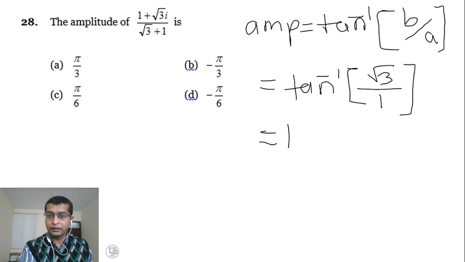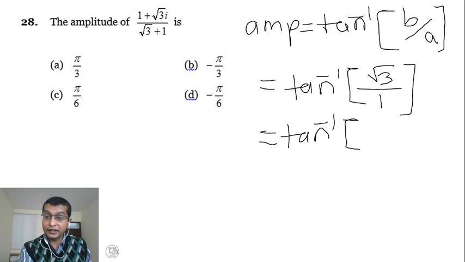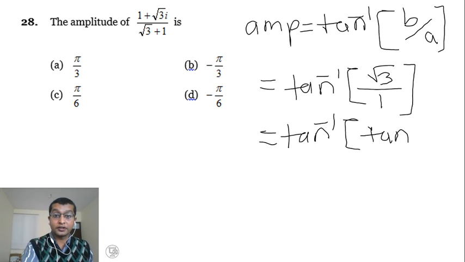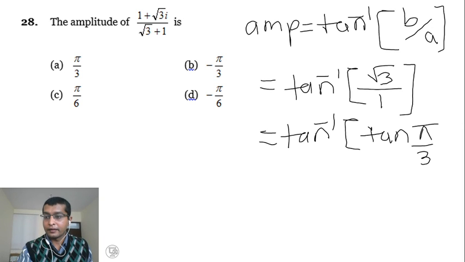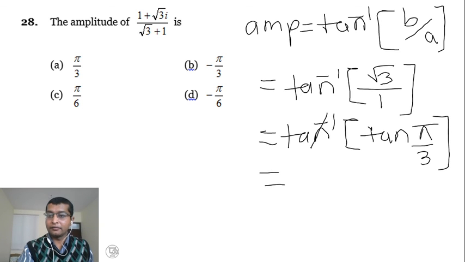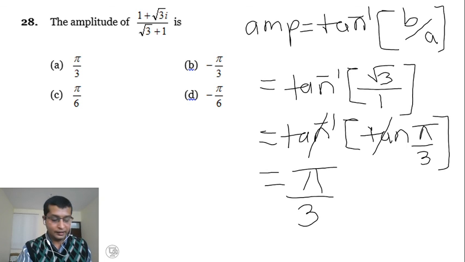Then further, tan inverse root 3. Tan of what value is root 3? It is tan 60 degrees. Here 60 degrees is not mentioned directly. It is written in terms of pi values, so I can write this as pi by 3. Then tan inverse and tan cancel. We get pi by 3. Therefore, see, option A is the right answer.